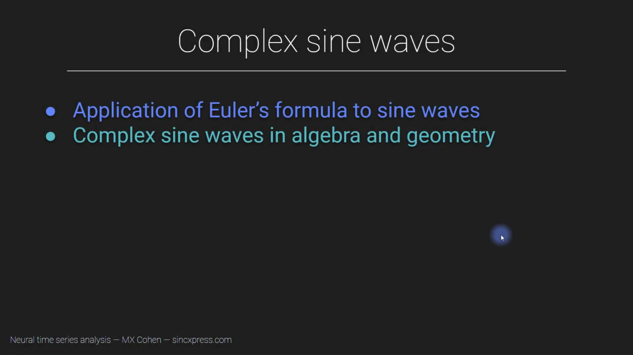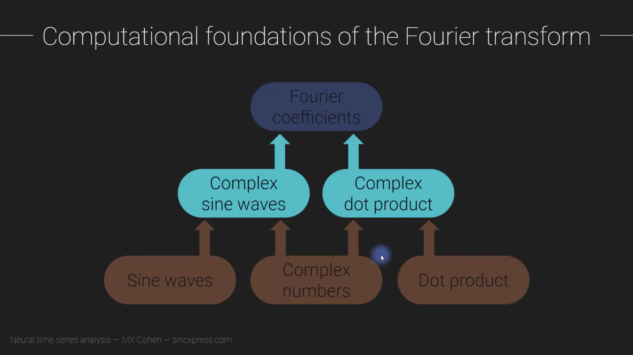In the beginning of this section of the course, I showed you this tree of knowledge that looks like this, or maybe I should have called this a mountain of knowledge. And so far, we have learned about sine waves, we've learned about complex numbers, and we've learned about the dot product. And what we're going to do now is start building on these elementary concepts to create more complicated mathematical objects, and that's going to work our way up towards the ultimate goal, which is to learn about Fourier coefficients.